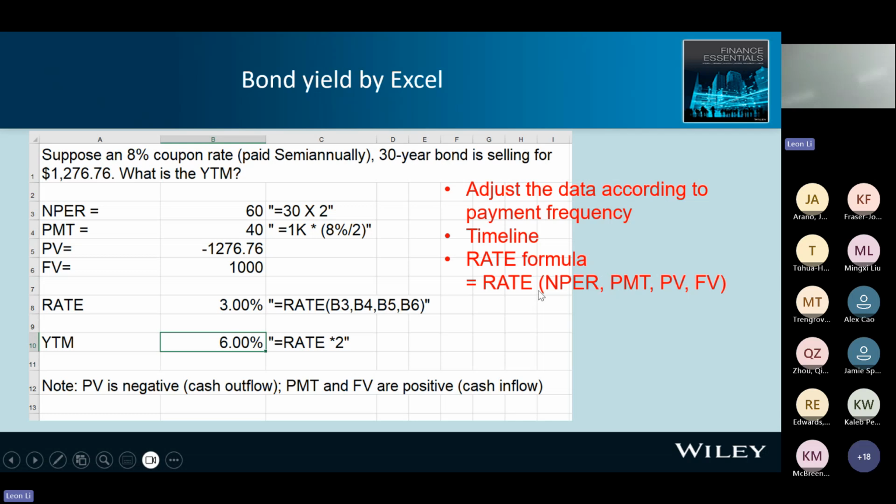The rate formula is here in Excel. Number of periods, payment, which is the coupon payment, PV, which is the bond price today, and FV, the lump sum payment on the maturity day.